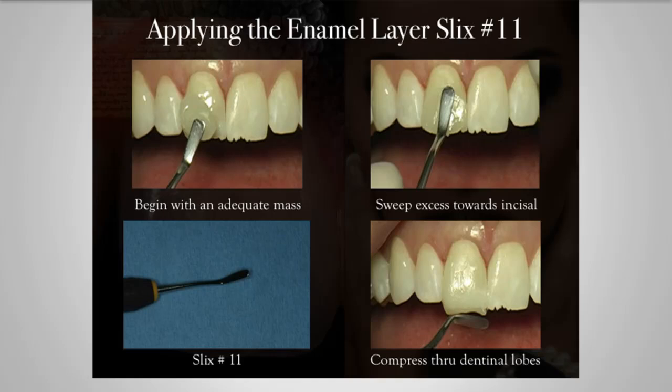Now I'm going to show you a video of actually applying the enamel layer. We're going to walk through a couple of slides, so I'm going to move kind of quickly. But the key thing is you want to begin with an adequate mass. You're going to want to sweep this material towards the incisal.